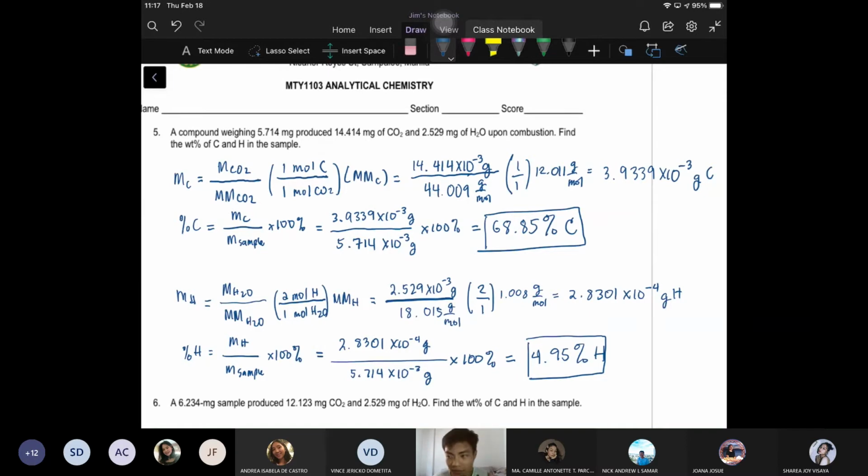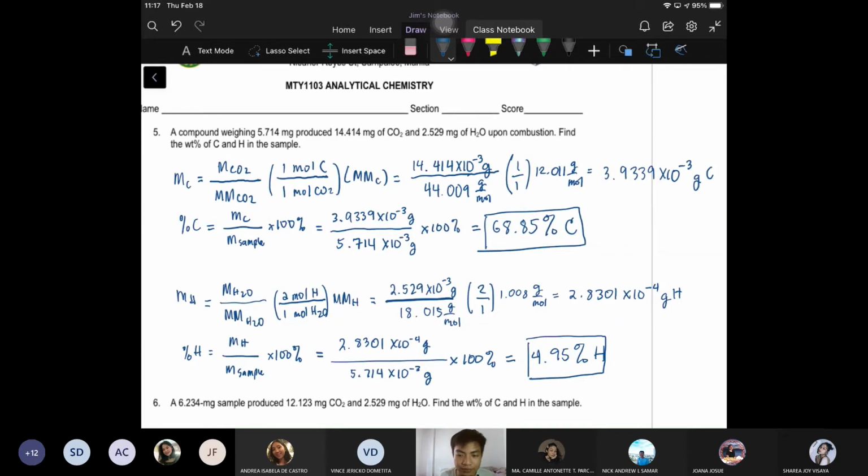Okay, napindot lang siguro. Okay, so again, pag volatilization method, what you're going to do lang is to convert the mass of your water to mass of hydrogen. Ay, hindi kita narinig, Zylene. Nakamute ka ata. Type mo na lang yung question mo.